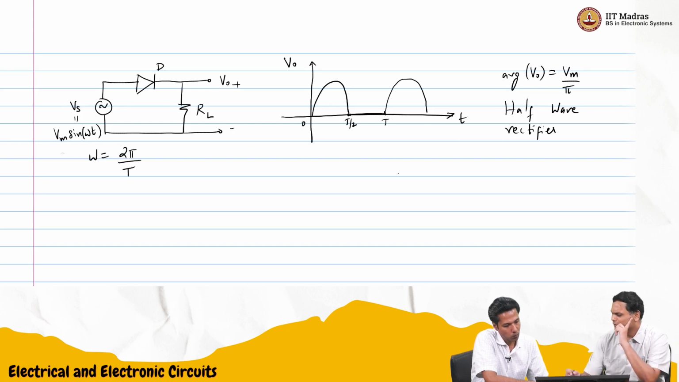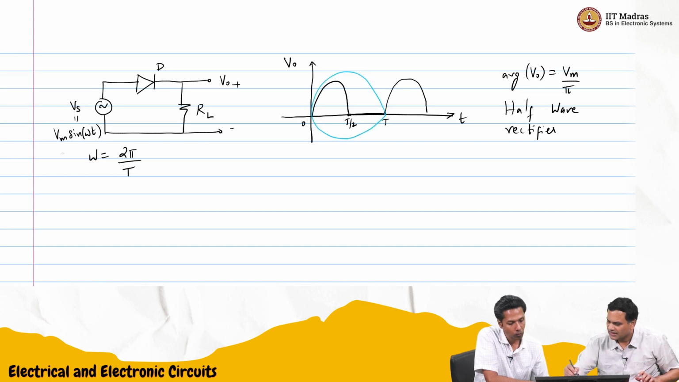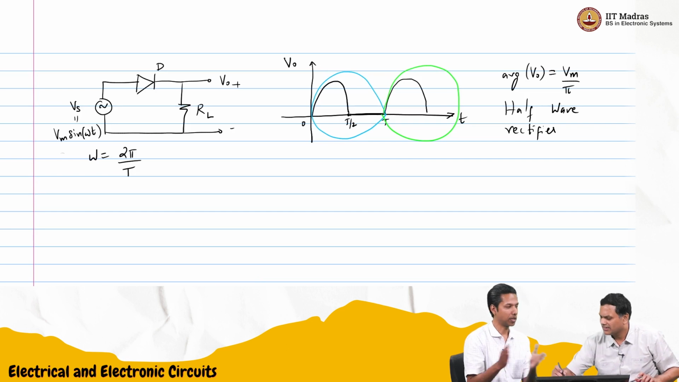I'm looking at the output waveform. When I look at this portion, and then the next portion, it seems to look identical, right? Repeating. It seems to be repeating every T.